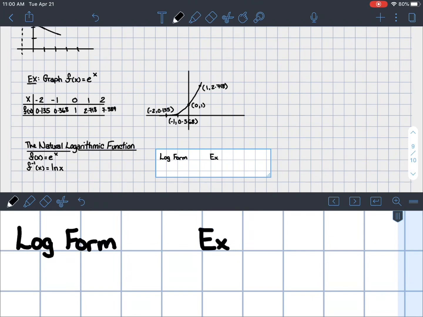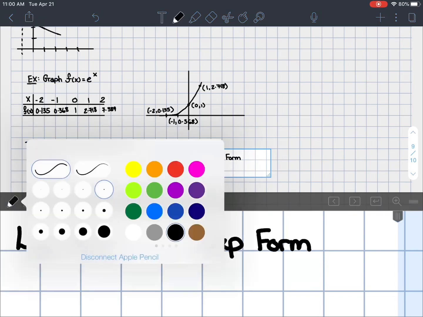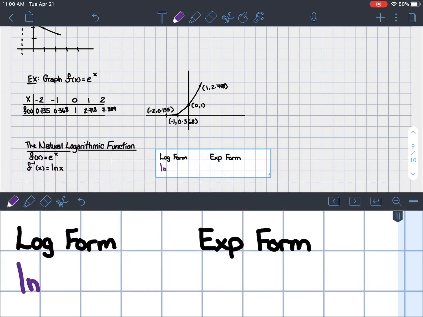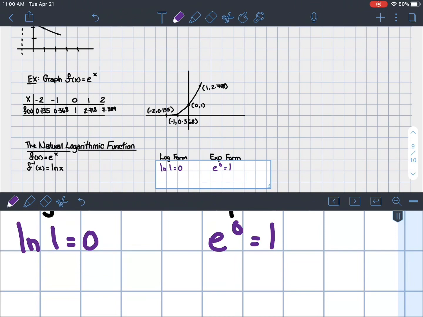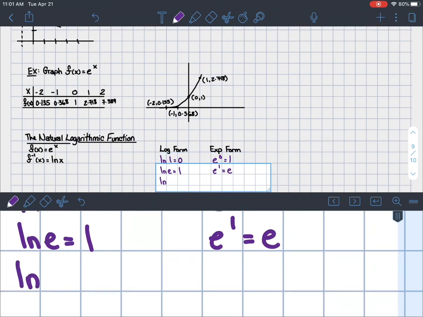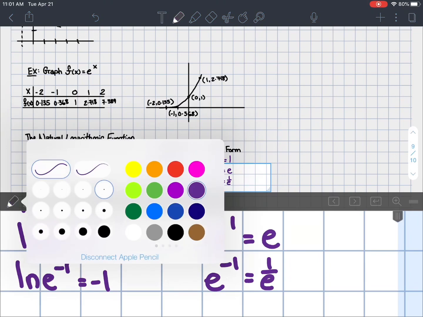Log form and exponential form can go back and forth. We can rewrite one as the other. Let's do some important examples for e. So ln of 1 is 0. In other words, e to the 0 is 1. ln of e is 1. In other words, e to the 1 is e. And ln of e to the negative 1 is negative 1. In other words, e to the negative 1 is 1 over e.